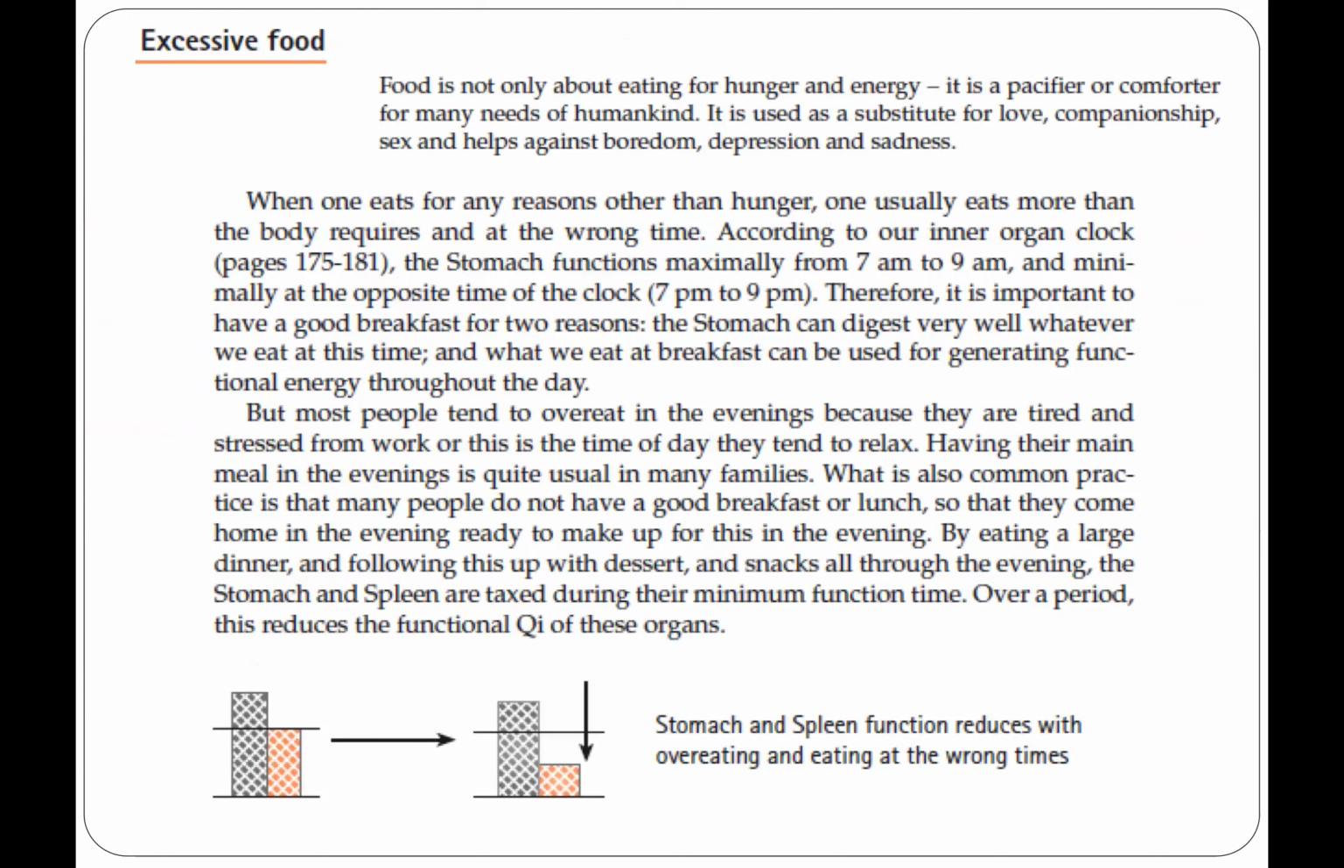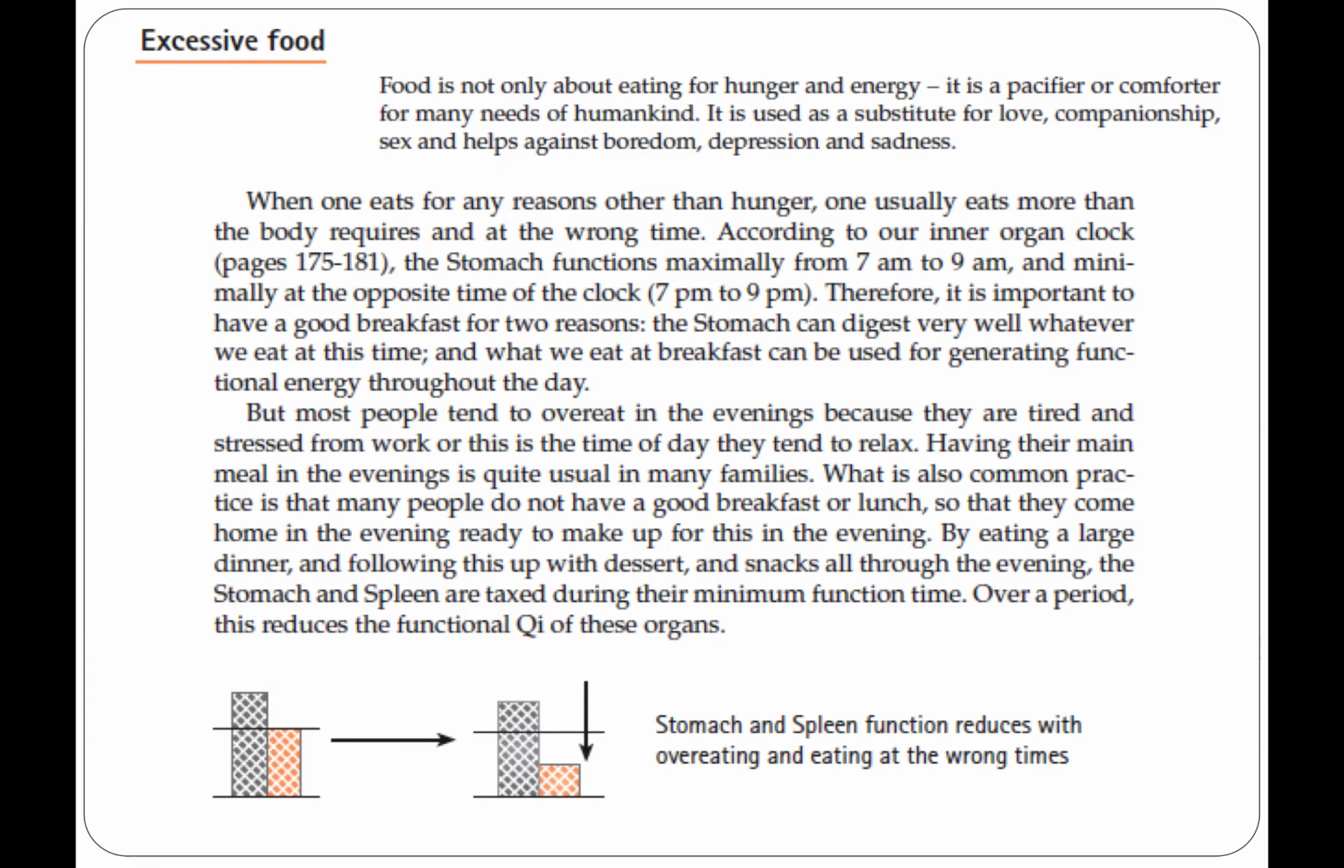Excessive food. Food is not only about eating for hunger and energy. It is a pacifier or comforter for many needs of humankind. It is used as a substitute for love, companionship, sex, and helps against boredom, depression, and sadness. When one eats for any reasons other than hunger, one usually eats more than the body requires and at the wrong time. According to our inner organ clock, the stomach functions maximally from 7 a.m. to 9 a.m. and minimally at the opposite time of the clock, 7 p.m. to 9 p.m. Therefore, it is important to have a good breakfast for two reasons.